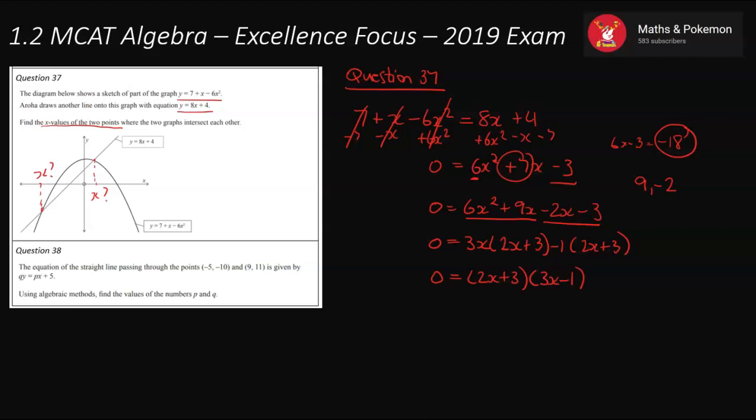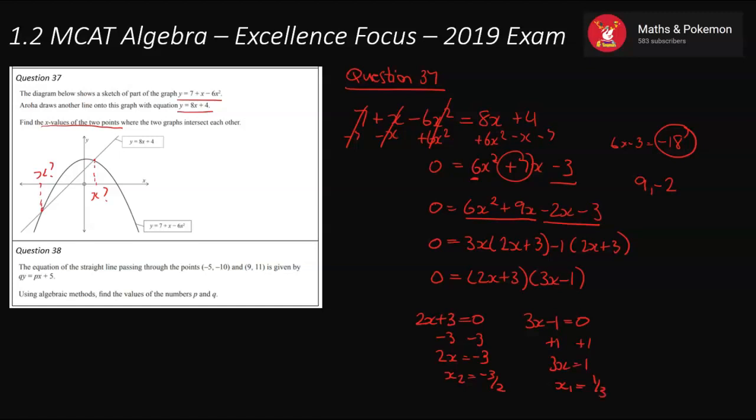I'm going to solve them each separately. 2x plus 3, when is that equal to 0? And the same with 3x minus 1, when is that equal to 0? So we've got minus 3, so 2x equals negative 3. Divide both sides by 2, which means the first value for x is negative 3 over 2. We're now going to do plus 1 plus 1, so 3x is equal to 1. So the second answer for x is 1 over 3.